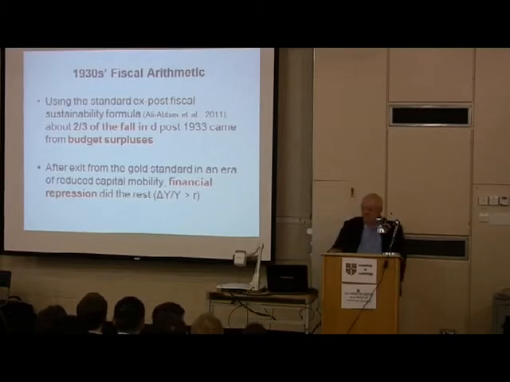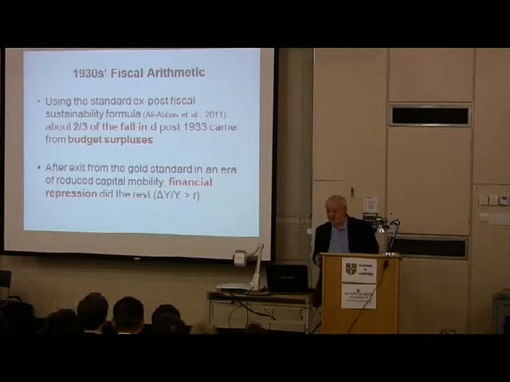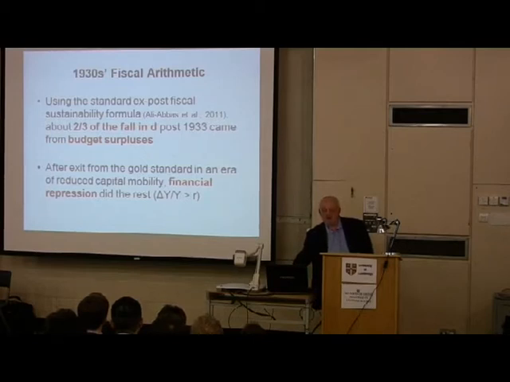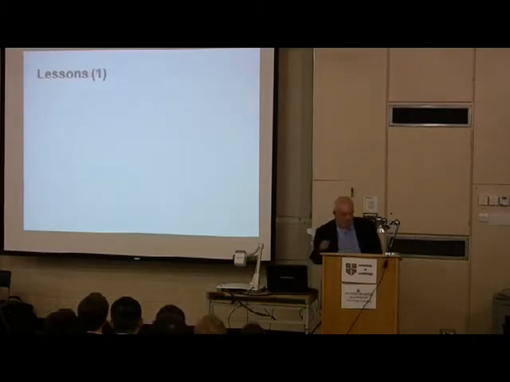Okay, when you look at the fiscal arithmetic in the 1930s, it is true they carried on running budget surpluses after 1933, as you could see from that previous chart, but financial repression was certainly a useful part of improving the fiscal arithmetic.